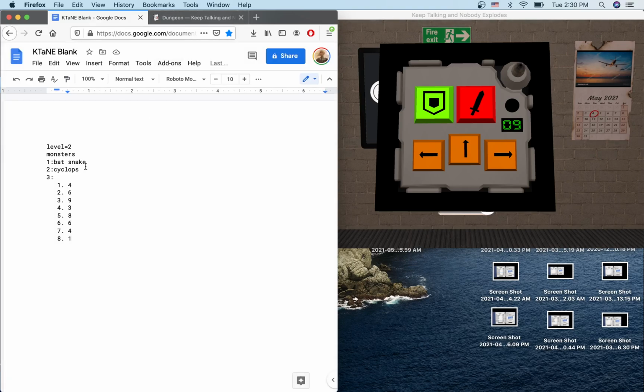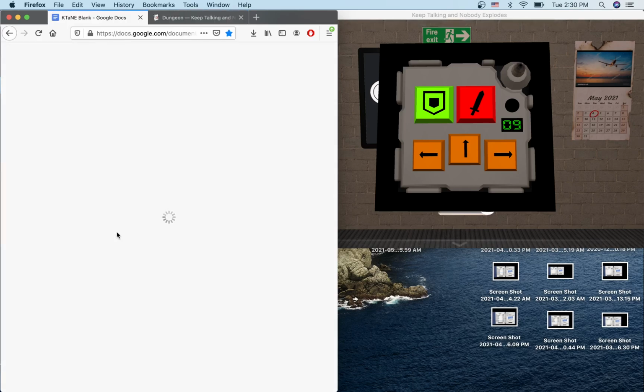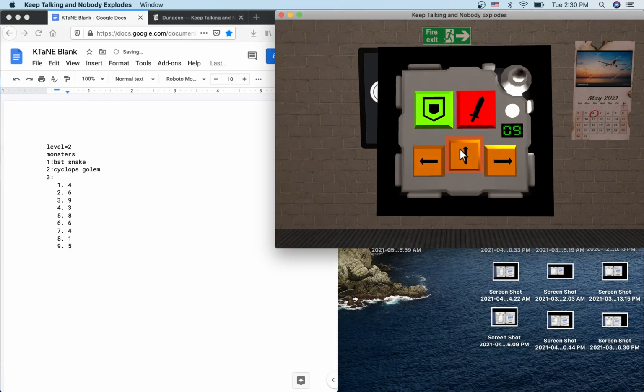And now, once again, we're going to be subtracting off a different number. Golem has the associated number of 6. See right there. So 1 minus 6 is going to be negative 5, which has an absolute value of 5. So we're going to move forward.